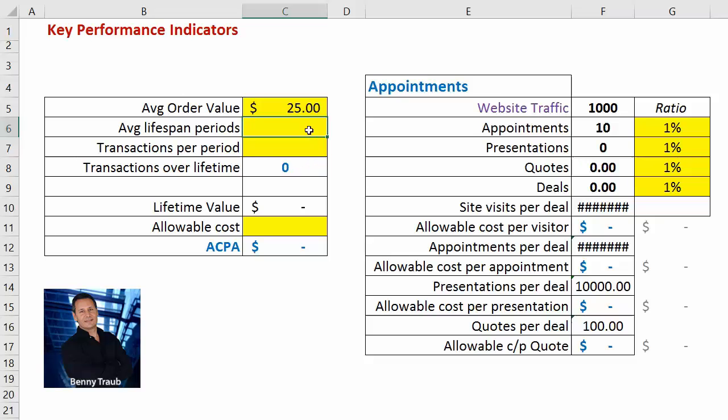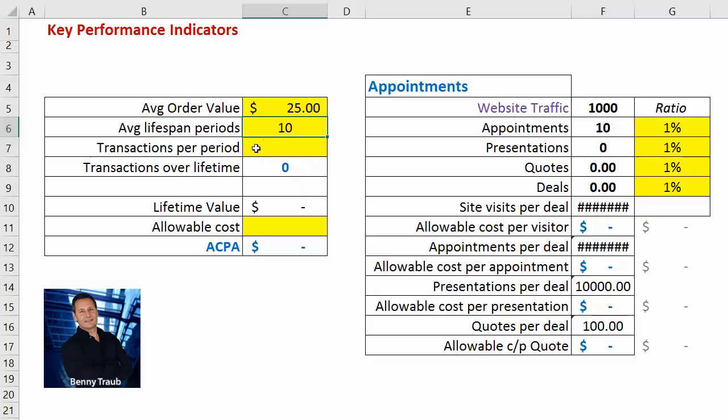And now the next question is average lifespan periods. This is how long do you expect the relationship to last? Well, let's just put 10 years as a number there to start with. And of course, the periods doesn't have to be years. They can be days, weeks, months, or lifetime. You could put one there if you're only going to do one transaction.